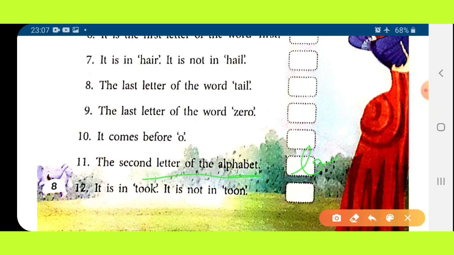And the 12th one is, it is in T-O-O-K, took. It is not in T-O-O-N, tune. Yes, compare both words and tell me what is in this word but not in this word. Yes, the right answer is K. There is K in took but not in tune. Okay, I hope all of you enjoyed this exercise, or we can say this game.